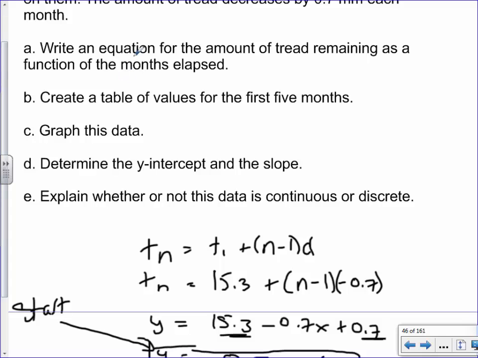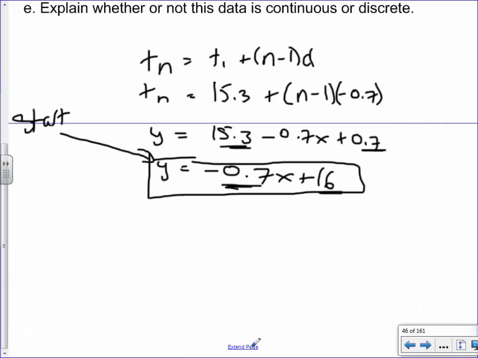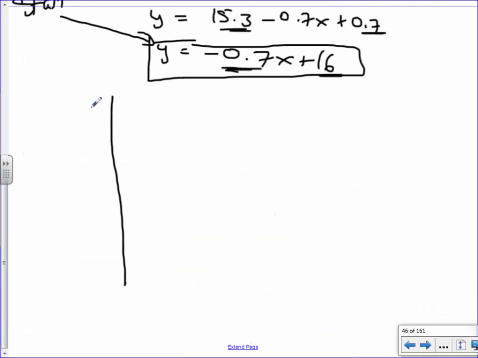All right. So do we have our equation? Yeah, we have our equation. Second thing, we need a table of values for the first 5 months. X and y, I might even be more specific. X was referring to the month, and y is referring to the amount of tread. If you guys need to use your calculator to get the table of values, feel free, but I feel like you probably can handle this. At month 0, you still have 16.